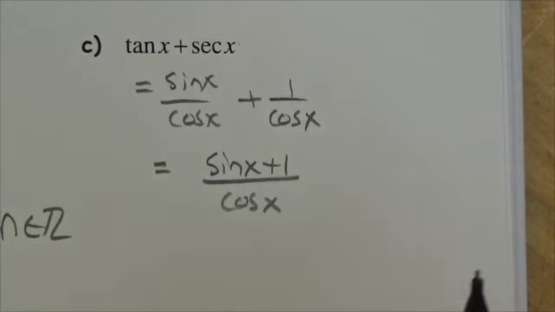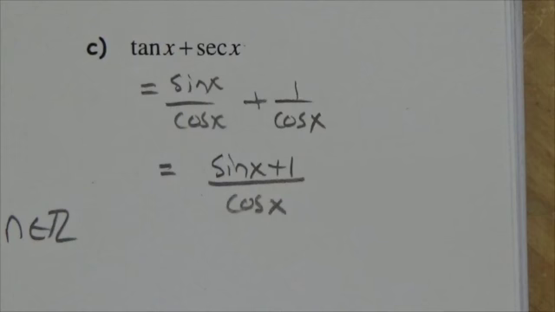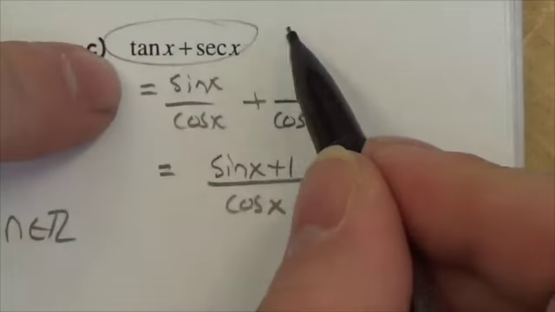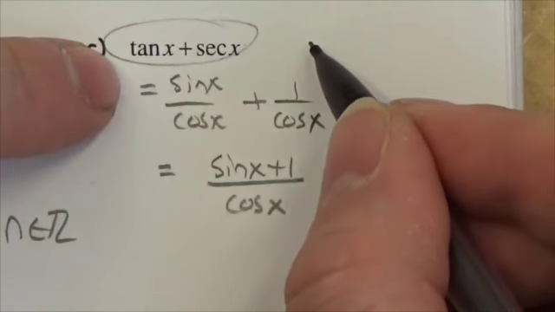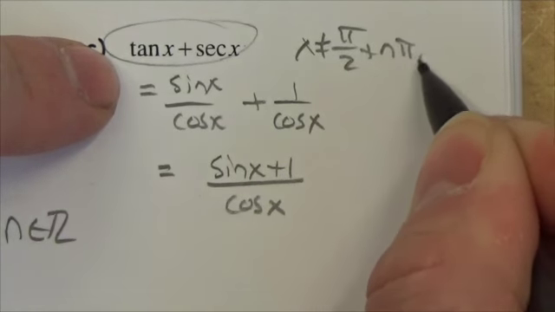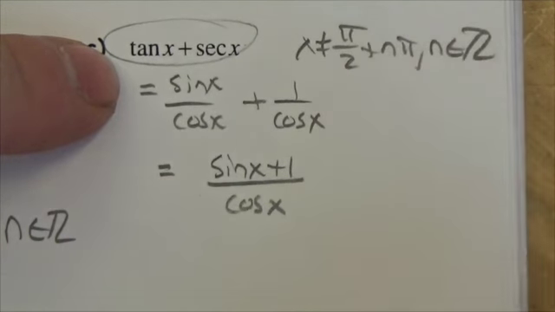Now in the previous questions, I had to identify non-permissibles because the result that I got, the expression all by itself, didn't have the same restrictions that the original had. And in identities, when you're working through them, they should be the same all the way down. They should be the same expressions here. So I have to include those restrictions. Here, this right here has the restriction that x cannot be equal to pi over 2 plus n pi, where n is an element of the integers.